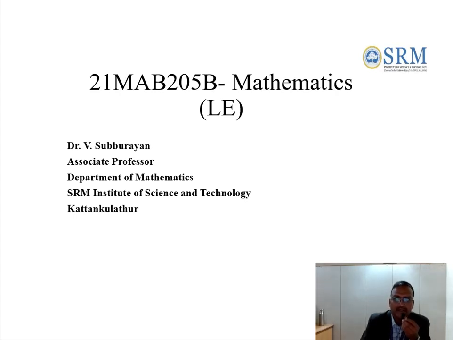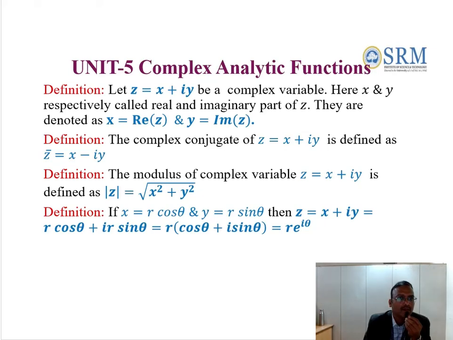In this lecture, we are going to see the basic definition of a complex number and a complex analytic function, and how to construct the complex analytic function. The first definition is a complex variable z equal to x plus iy, where i is the imaginary unit. Here x is called the real part of the complex number z and y is called the imaginary part of the complex number z, and it is denoted as x equal to Re of z and y equal to Im of z.